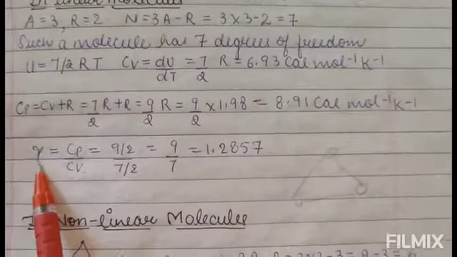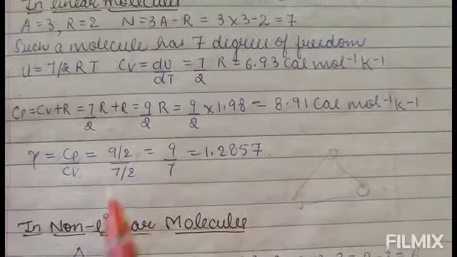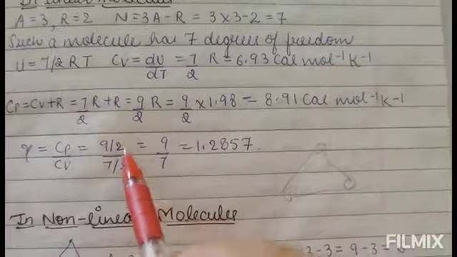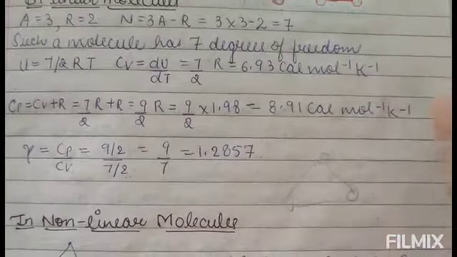Now the gamma, the ratio of Cp upon Cv, is equal to 9 upon 2 R upon 7 upon 2 R. R would be cancelled. So it will come 9 upon 7, that is equal to 1.29.